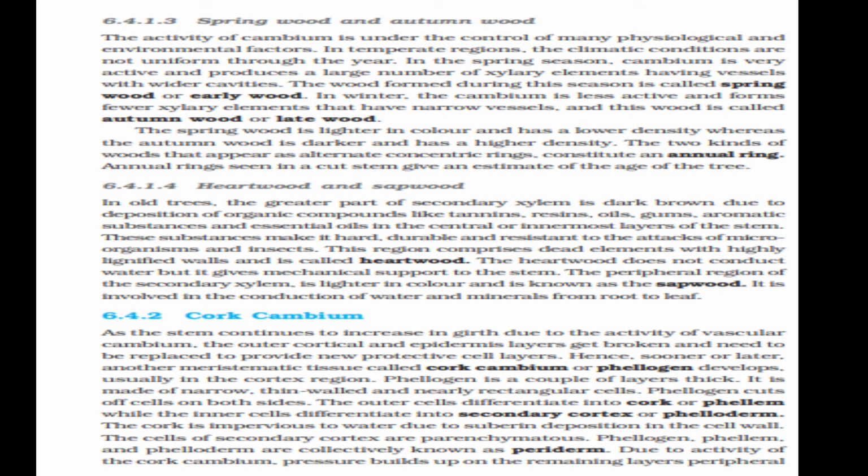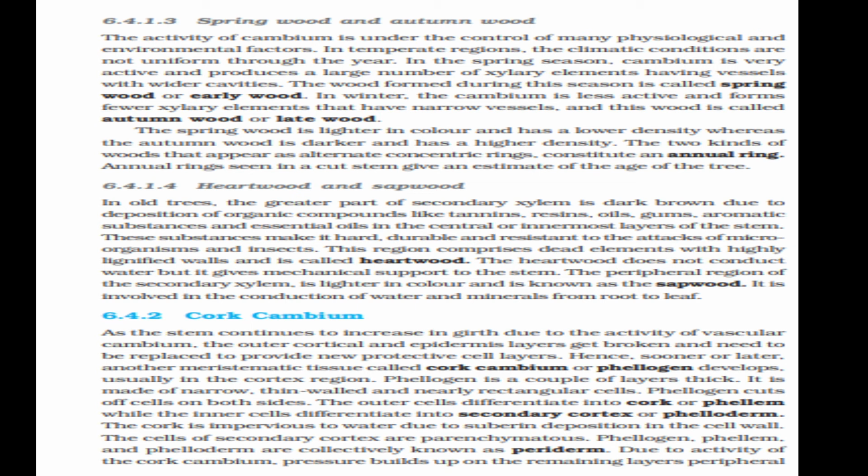6.4.1.3. Springwood and autumnwood. The activity of cambium is under the control of many physiological and environmental factors. In temperate regions, the climatic conditions are not uniform through the year. In the spring season, cambium is very active and produces a large number of xylary elements having vessels with wider cavities. The wood formed during this season is called springwood or early wood.